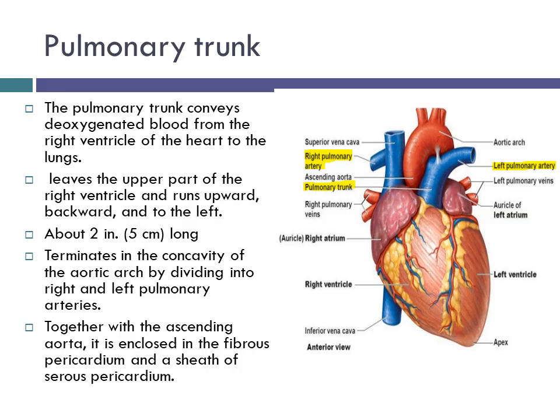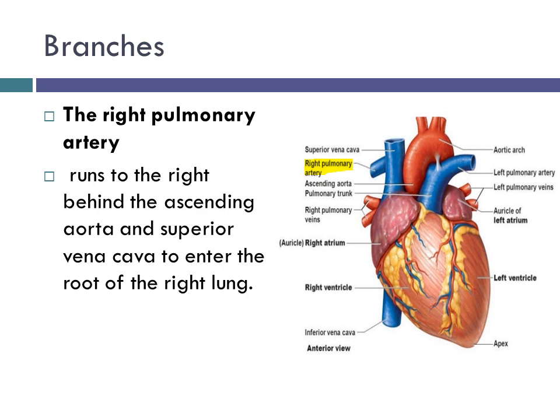Now this pulmonary trunk together with the ascending aorta is enclosed in a fibrous pericardium and a sheet of the serous pericardium. The right pulmonary artery, a branch of the pulmonary trunk, runs to the right behind the ascending aorta and the superior vena cava to enter the root of the right lung.